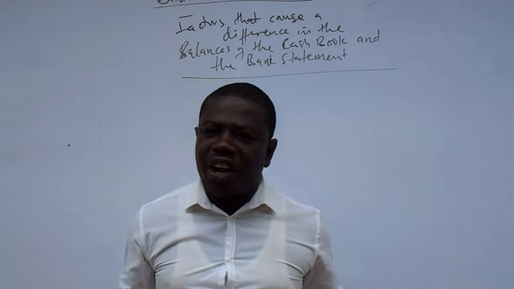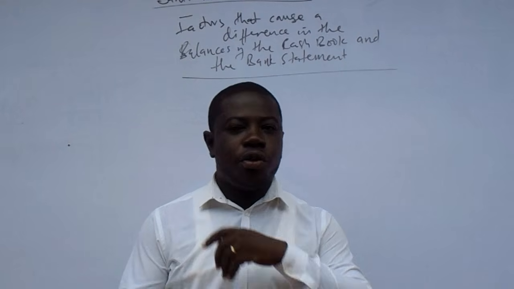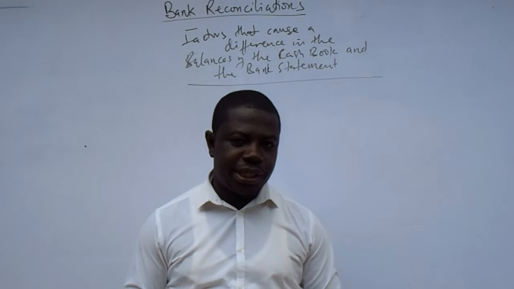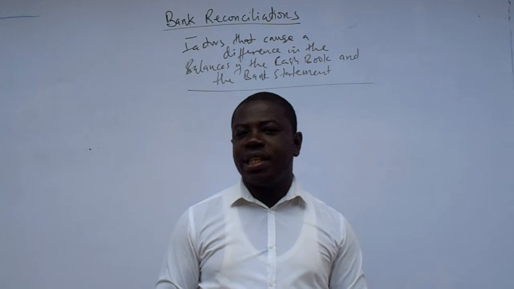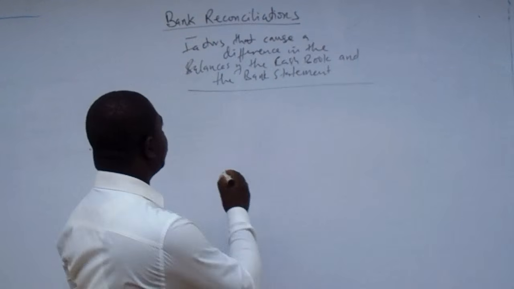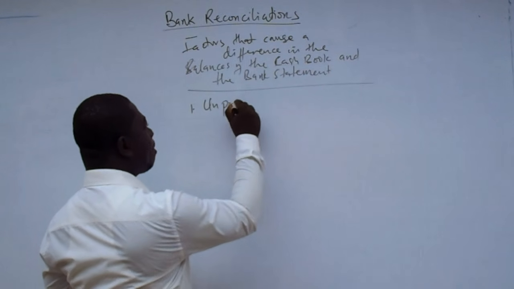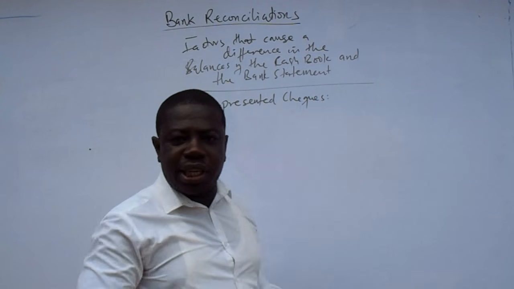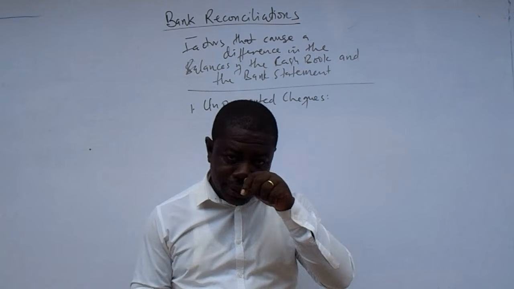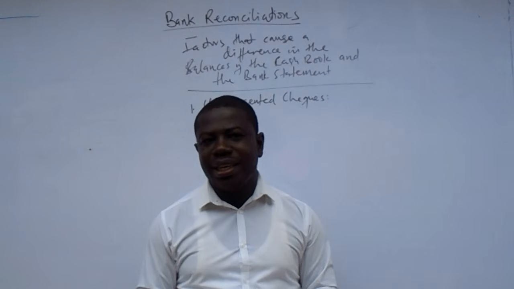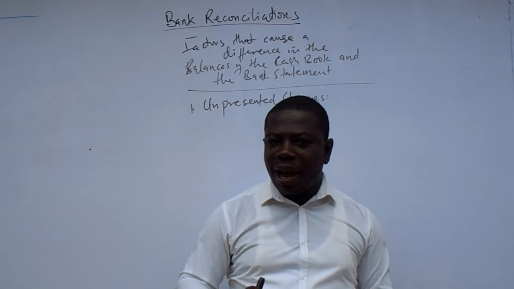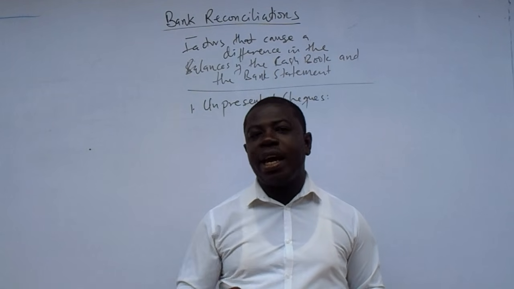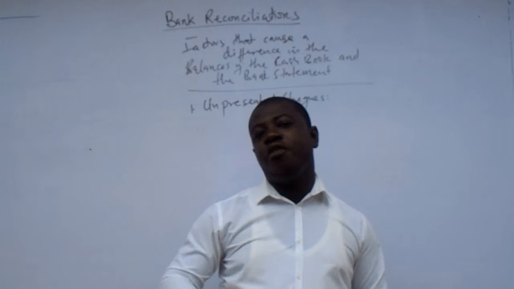Now, there are a lot of factors that may cause a difference. We are going to try to mention a few and then see how we will use them to do the reconciliation. Now, the first one I will mention as a factor that may cause a difference is called unpresented checks. What are unpresented checks? Unpresented checks are checks that have been drawn by the bank and issued to suppliers for payment. But then these suppliers have not presented the checks to the bank for payment.